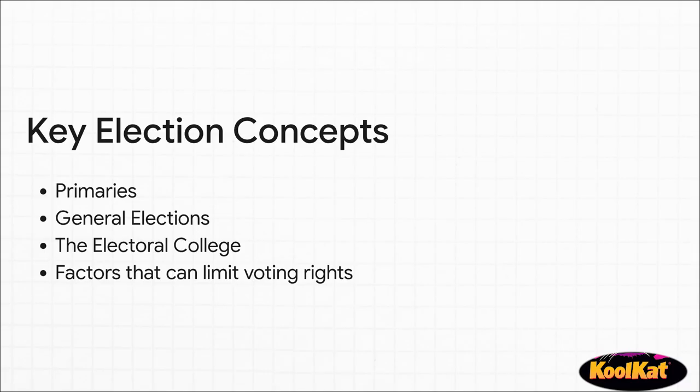Then there's the Electoral College. That's the whole system we use for presidential elections. And last, and this is super important, you have to know about things that can limit voting, like really complicated registration rules or needing specific kinds of ID.